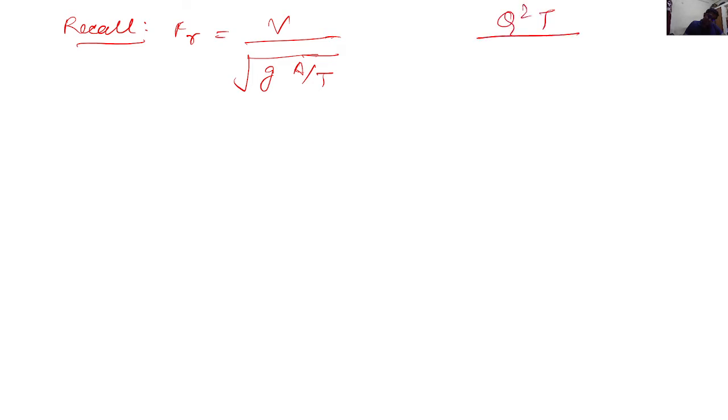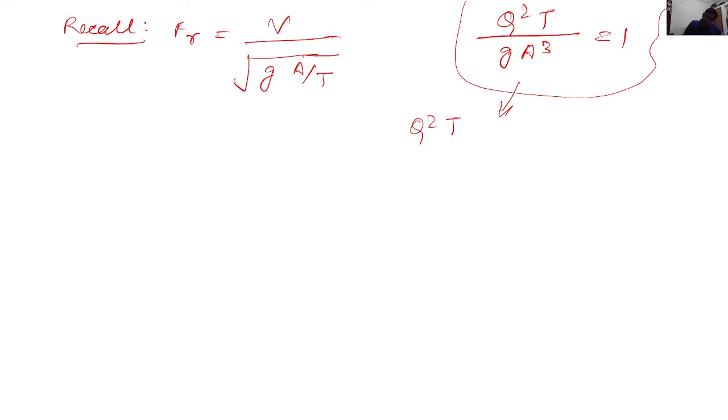So let us just recall again the expression for Froude's number. The Froude's number is nothing but the flow velocity divided by the square root of g times A by T, where A is the cross section and T is the top width. So from the generalized expression which I just derived, q square T by g A cube equal to 1, something like this can be found out.